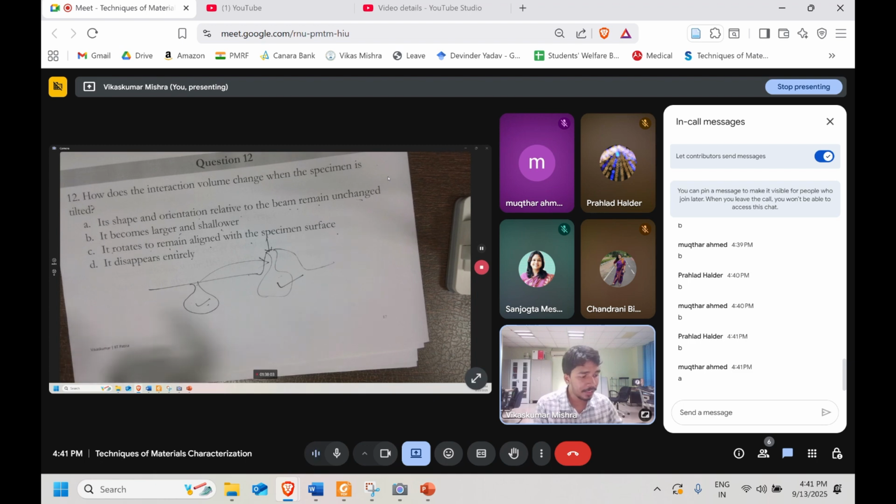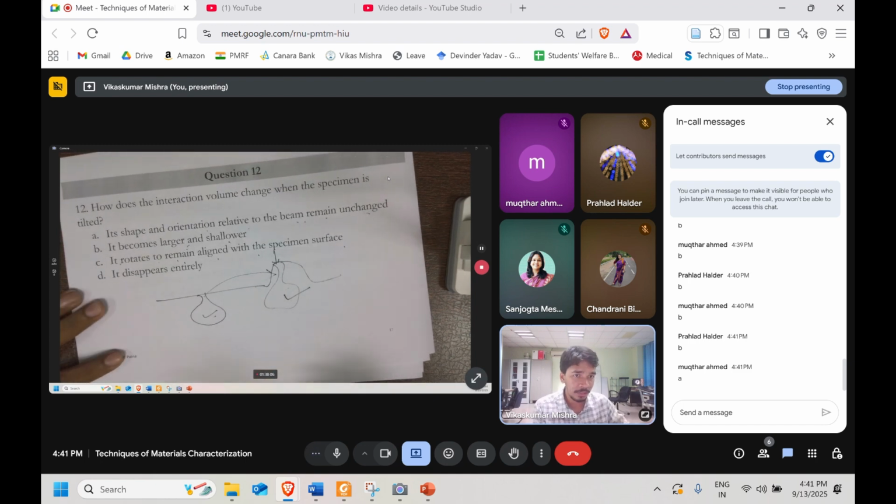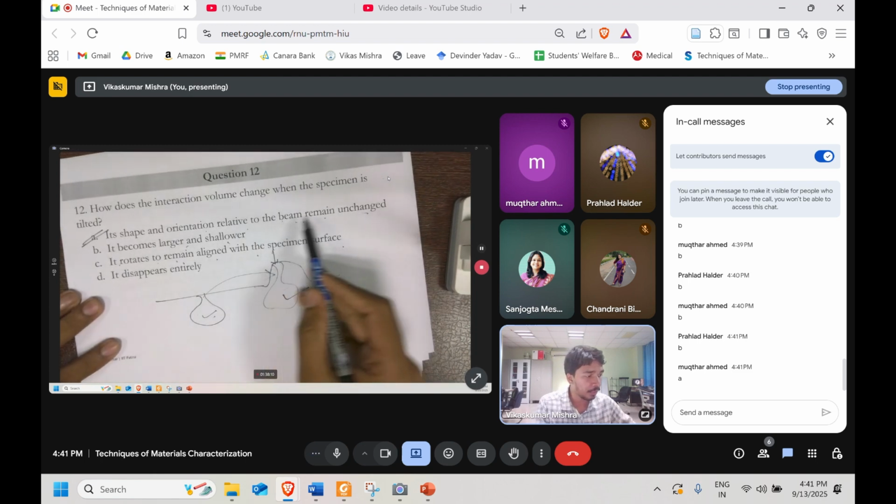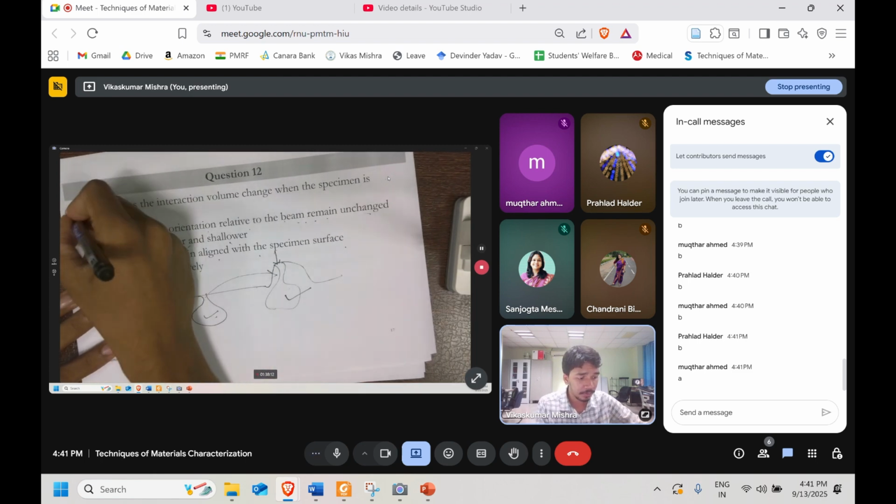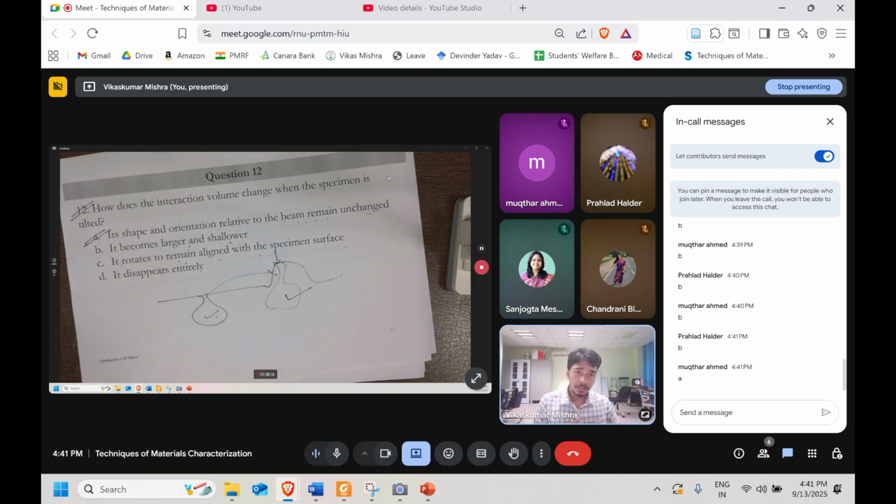Okay, so the right answer, that's very good, Ahmed, is option A. The shape and the orientation relative to the beam remain unchanged. It's just that when you are tilting, your yield is increasing. That's the factor. Okay.